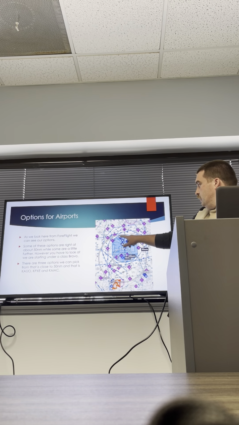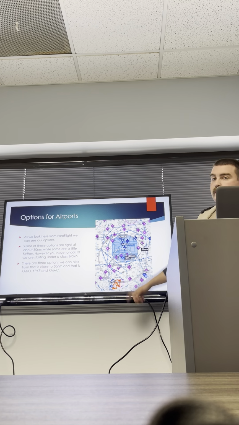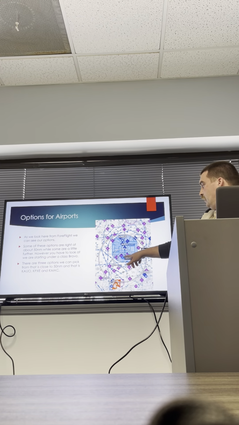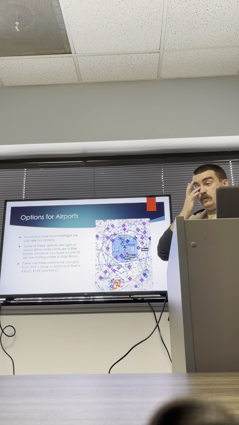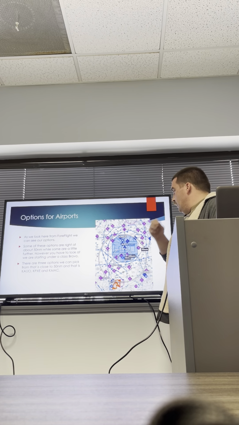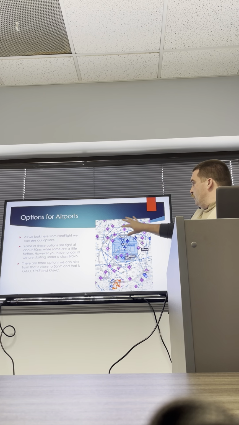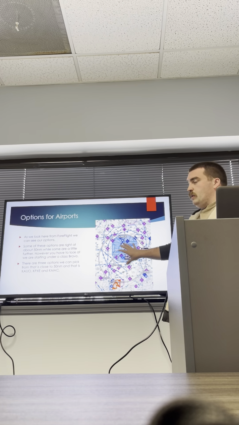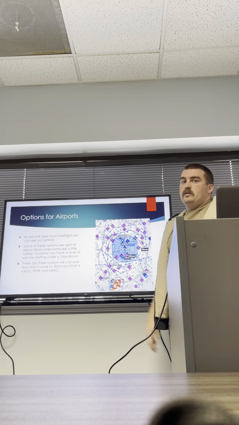As you can tell, this blue shaded area here, that's going to be the class Bravo for Atlanta. So we're down here towards the bottom of it. So when we're picking our airport, one thing we need to keep in mind is if we pick one up here on the north end, are we going to be able to get cleared through all this airspace to make it to the north, to the airport that we want to use?